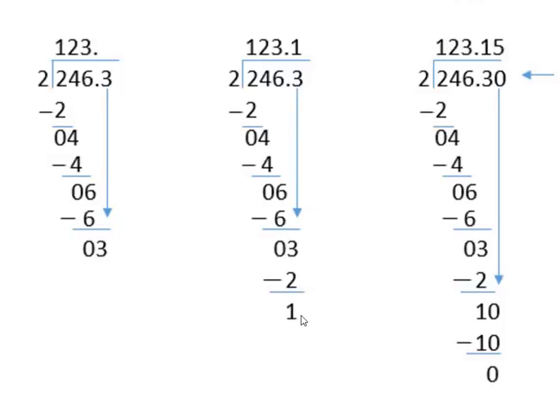Well, let's add a 0 because it doesn't change anything. It doesn't change this value by adding a 0 to the right of the decimal point. It just makes the problem work. So we add a 0 right here.